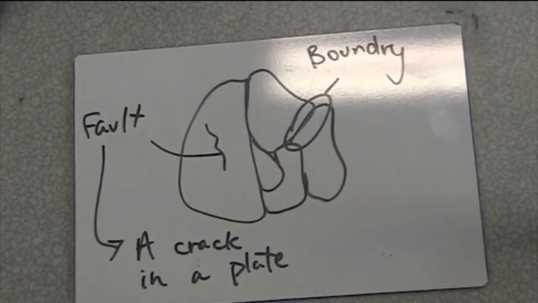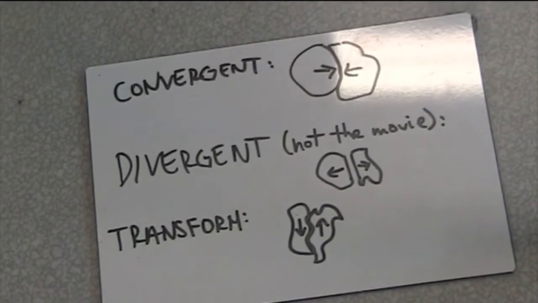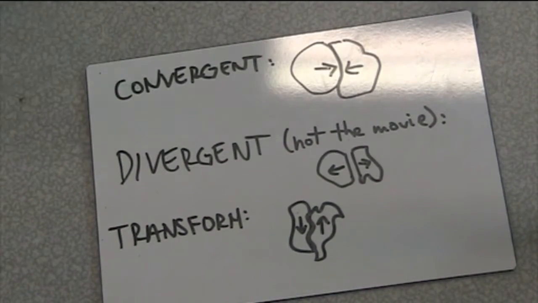Boundaries are the border between two tectonic plates. There are 3 possible interactions between two tectonic plates near each other. The first is called convergent. This is when two plates push toward each other. Another is called divergent. This is when plates move away from each other. Finally, there is one called transform. This is when two plates slide past each other.